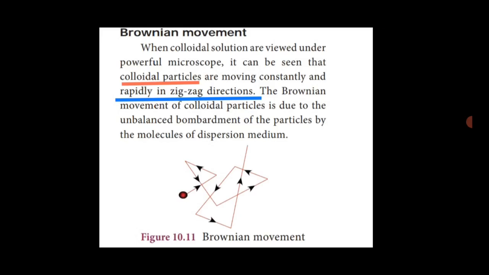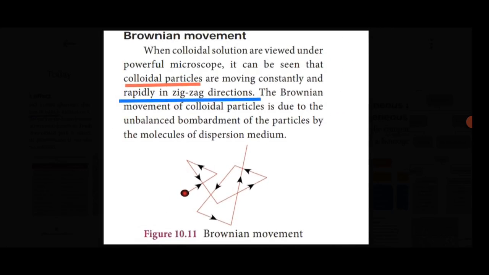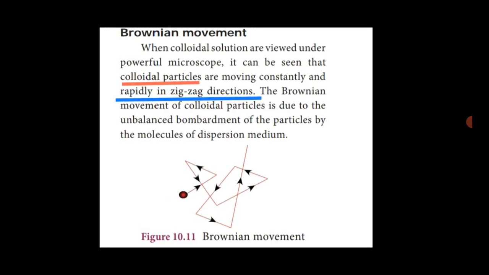Brownian movement means the particles are moving constantly in a zigzag direction. See this picture. This is Brownian movement. That colored point is a particle. This particle is moving constantly and rapidly in a zigzag direction.